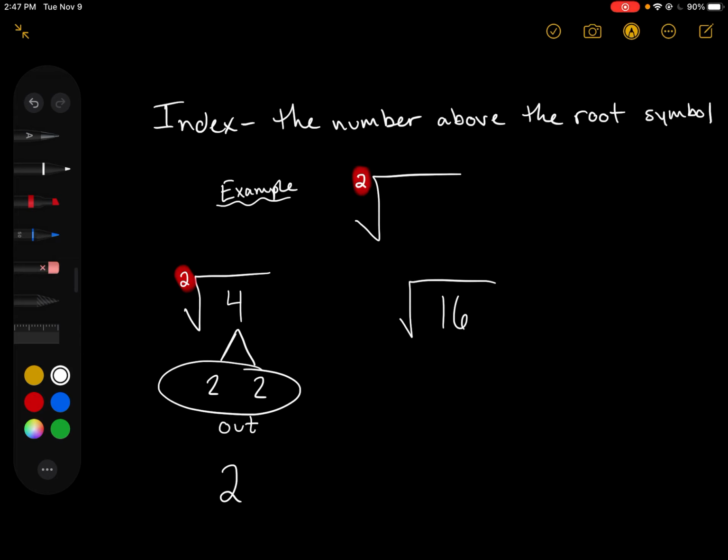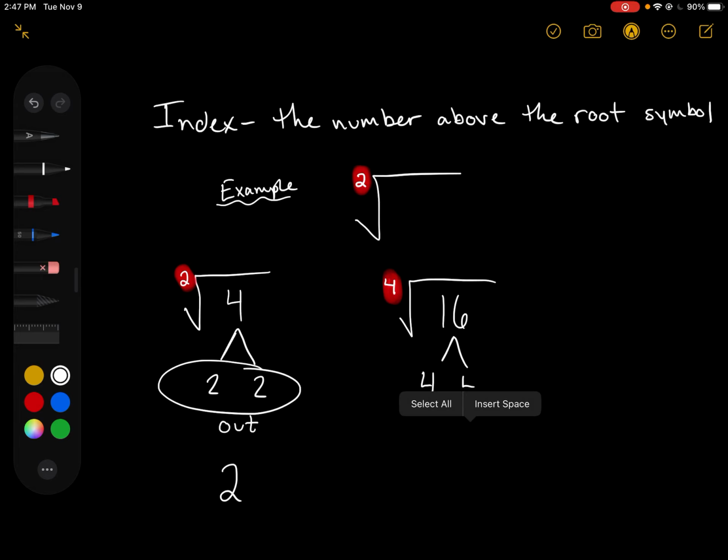But what happens if the number is something else? If our index is bigger? So in this case, we have an index of 4. Well, that means we need to have 4 numbers that are exactly the same in order to take them out. If we break down 16 into 4 times 4, that's a pair, 2 of the same number, but 2 is not good enough. We need to get 4.